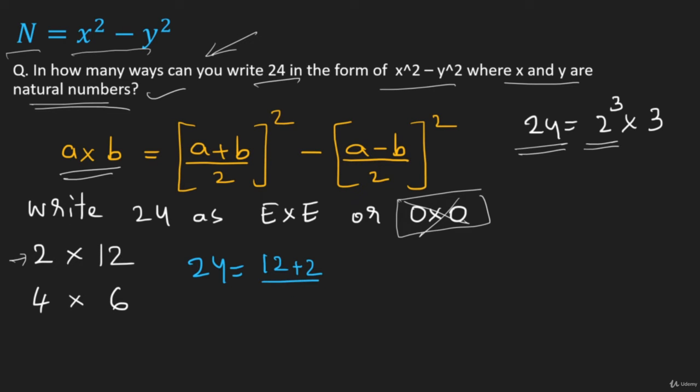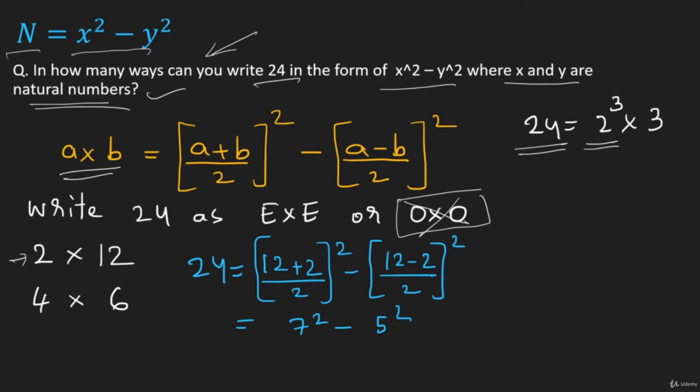I can write 24 as (12 plus 2)/2 the whole square minus (12 minus 2)/2 the whole square, right? 12 plus 2 is 14, 14 by 2 is 7, so this is 7 square over here. 12 minus 2 is 10, 10 by 2 is 5, so this is 5 square over here. And that is 7 square minus 5 square. And you will see that 7 square is 49, 5 square is 25, and if you subtract that, you will get your answer as 24. That's what we have over here.